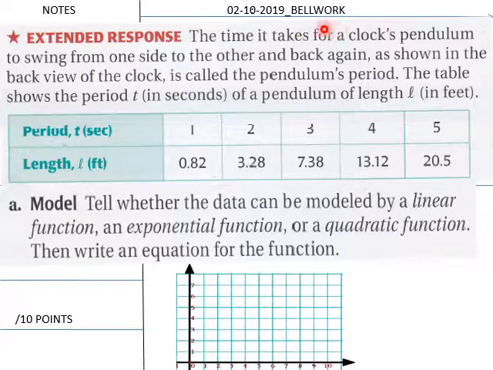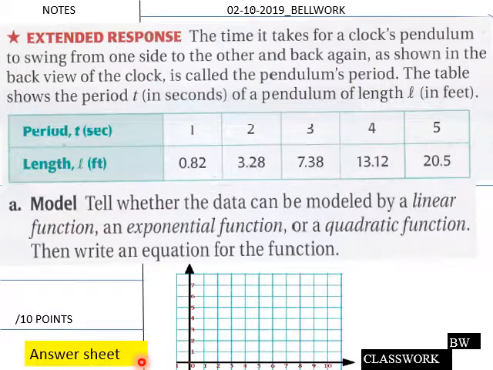Teachers, here's your bell work for today. We have a table, and we have to tell whether the data can be modeled by a linear function, exponential, or quadratic. So we need to know what kind of function this is. Give your students 5 minutes. They should be able to do this in 5 minutes.